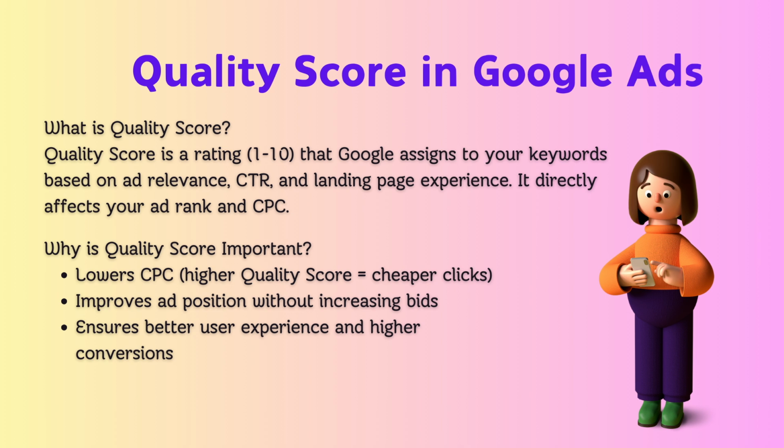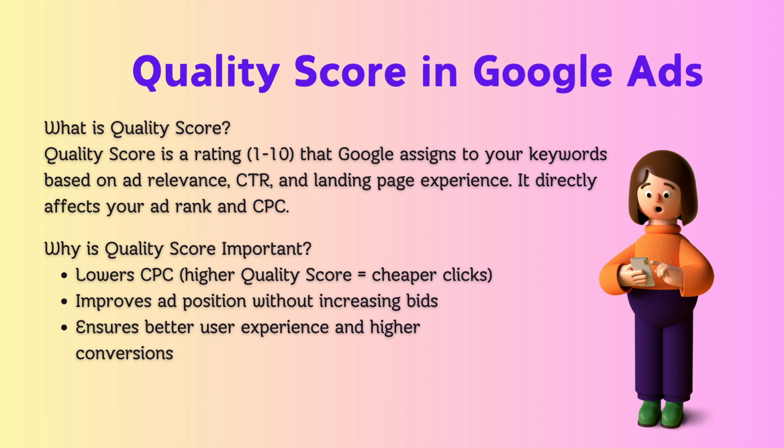So what is quality score in Google Ads? Quality score is a rating between 1 to 10 that Google assigns to your keywords based on ad relevance, click-through rate, and landing page experience. It directly affects your ad rank and cost per click.